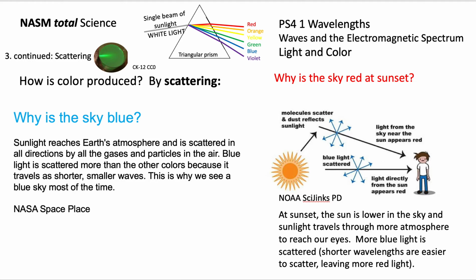And why is the sky blue? So you're getting scattering by gases and particles in the air. And then you can pause to read why the sky is red at sunset.